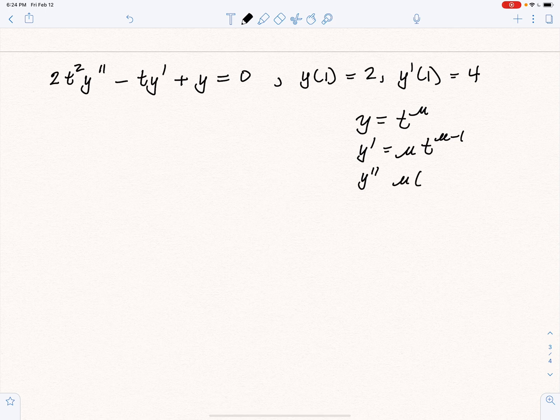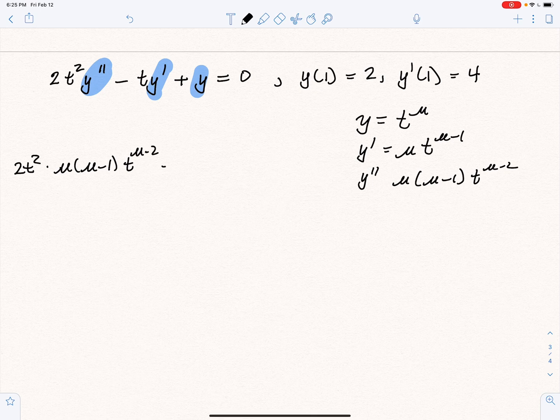So just using the power rule, we have y prime is mu t to the mu minus 1, and y double prime is mu times mu minus 1 times t to the mu minus 2. So basically, we're substituting for y double prime, y prime, and y. So you have 2t squared times mu times mu minus 1 times t to the mu minus 2, minus t times mu t to the mu minus 1, plus y, which is t to the mu, and we want that to be equal to 0.